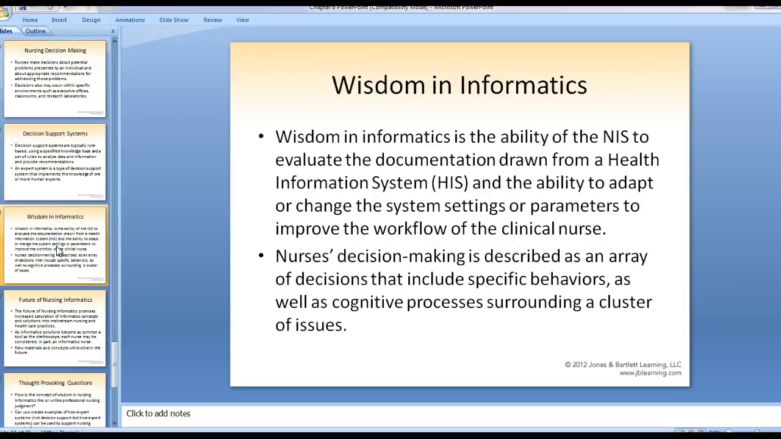Wisdom in informatics. Wisdom in informatics is the ability of the nursing informatics system to evaluate the documentation drawn from a health informatics system and the ability to adapt or change the system settings or parameters to improve the workflow of the clinical nurse. Nurses' decision-making is described as an array of decisions that include specific behaviors as well as cognitive processes surrounding a cluster of issues.